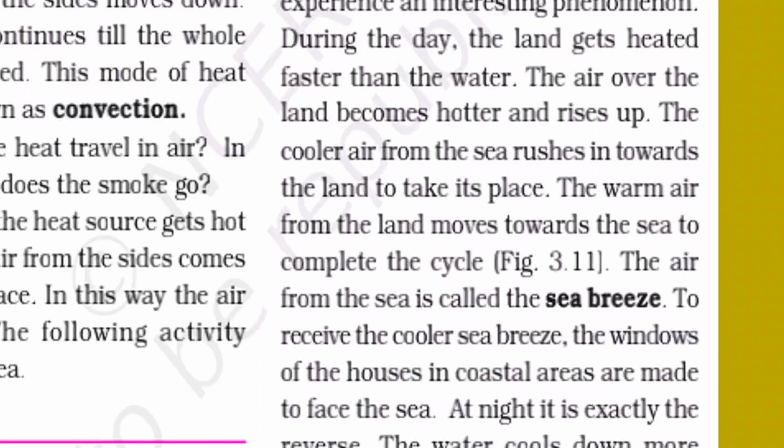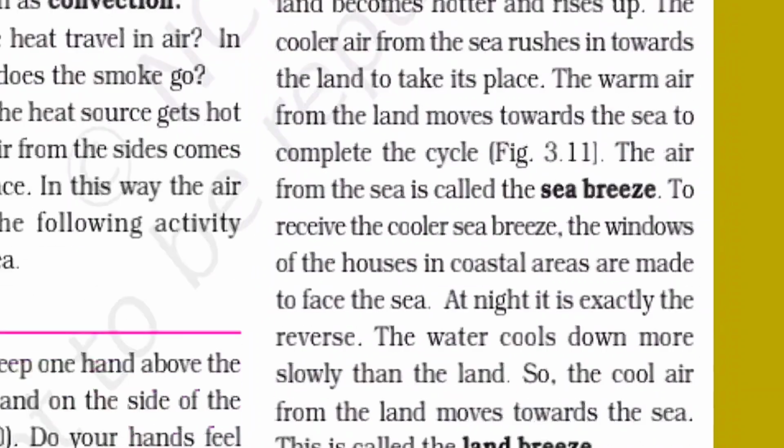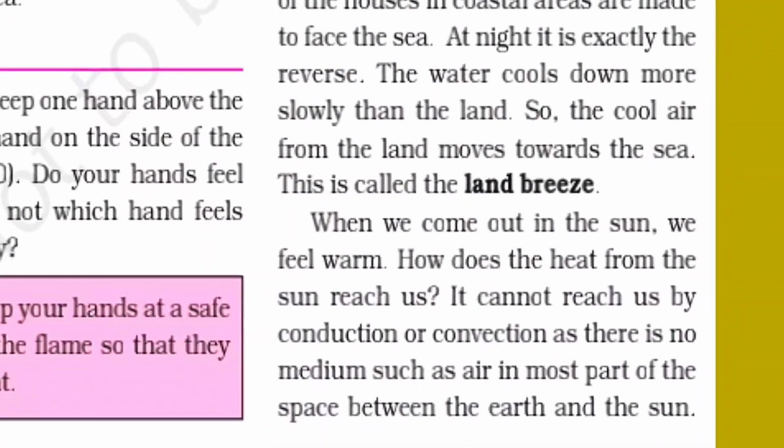The people living in coastal areas experience an interesting phenomenon. During the day, the land gets heated faster than the water. The air over the land becomes hotter and rises up. The cooler air from the sea rushes in towards the land to take its place. The warmer air from the land moves towards the sea to complete the cycle. The air from the sea is called the sea breeze. To receive the cooler sea breeze, the windows of houses in coastal areas are made to face the sea.